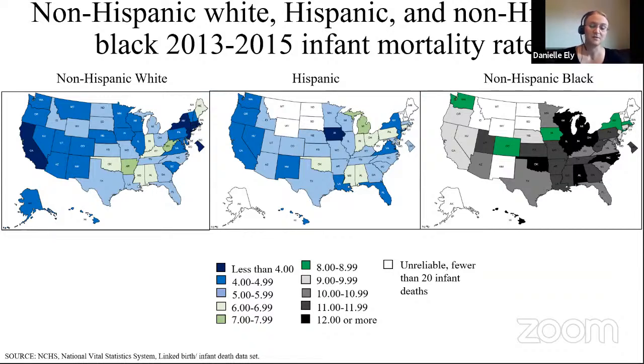And finally, on the far right, for infants of non-Hispanic Black women, you can see that there is hardly any overlap. In fact, as you look closely, there is no light green in this map compared with the other two maps. For infants of non-Hispanic Black women, the infant mortality rate ranged from 8.27 in Massachusetts to 14.28 in Wisconsin. So the entire purpose of this report was to show these drastic disparities between non-Hispanic white and non-Hispanic Black, or Hispanic and non-Hispanic Black, in the United States.